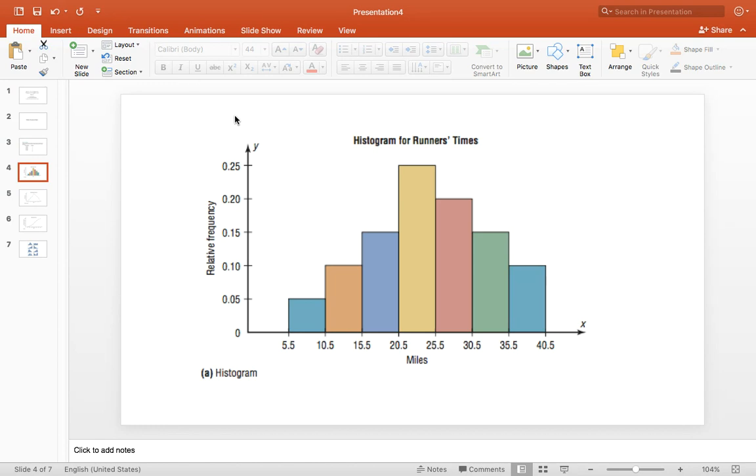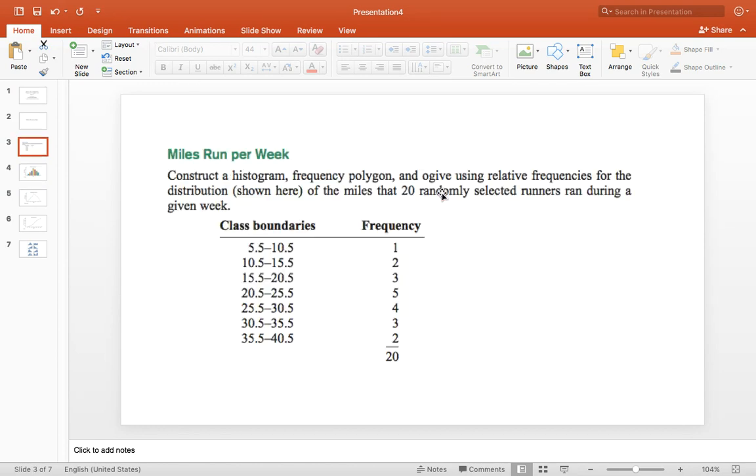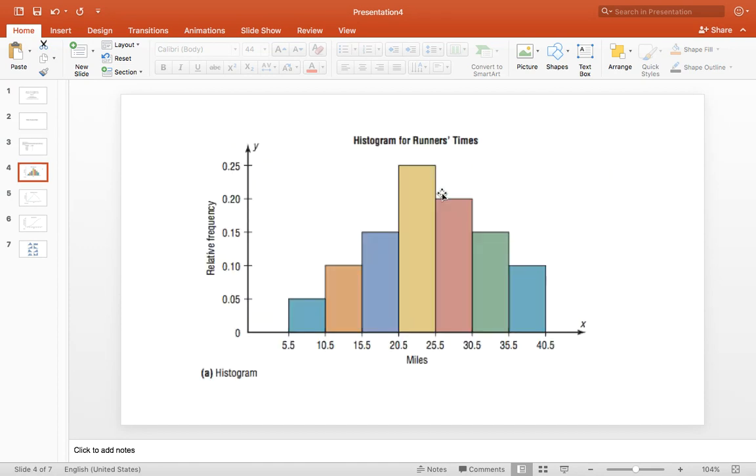All right, so if you notice here, this is a histogram for the runner's time. Instead of using the frequency 1, 2, 3, 5, 4, 3, 2, we use the relative frequency. So it allows us to look at the two pieces of information and compare them on equal playing ground. Instead of looking at the millions of people in Cairo and the thousands of people in Pine Hill, we can look at them as how frequently they occur. All right, so this is what it would look like with the histogram.